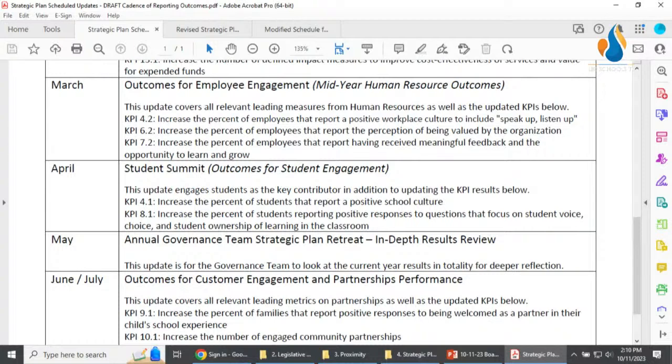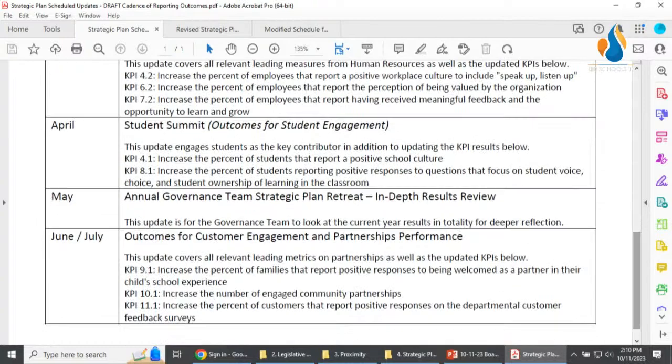When we move to June and July, at the end of our typical year, we'll really focus on customer engagement as well as our strategic partnerships and how those things are performing. It's a typical time of the year where we recognize business partners as well as try to understand how we're doing with our customers in terms of that performance. So that takes us through a full year.